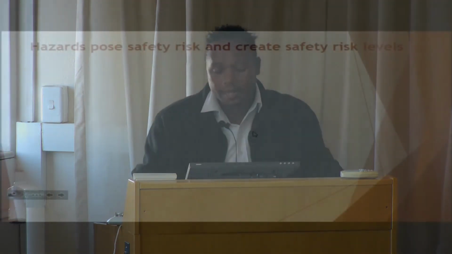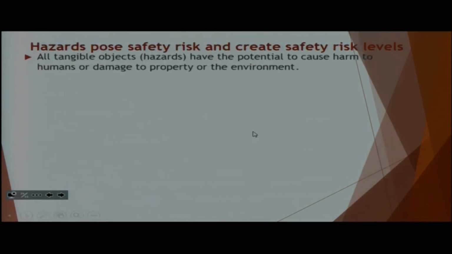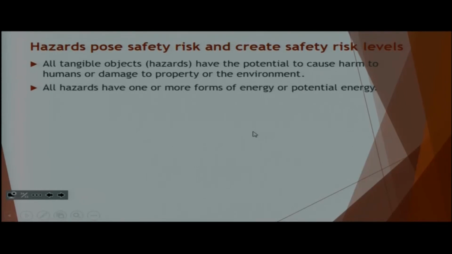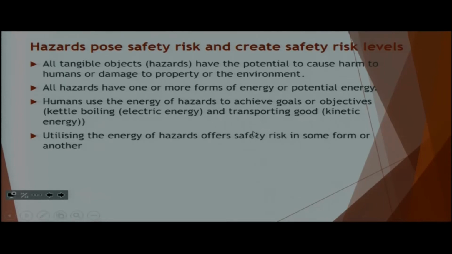All right, another characteristic: hazards pose safety risk and can create safety risk levels. All tangible objects, which are our hazards, have the potential to cause harm to humans or damage to property or the environment. All hazards have one or more forms of energy or potential energy. Humans use the energy of the hazards to achieve goals or objectives. A kettle boiling, meaning electric energy, and transporting of goods, meaning kinetic energy, and so forth. Utilizing the energy of the hazards offers safety risk in some form or another.